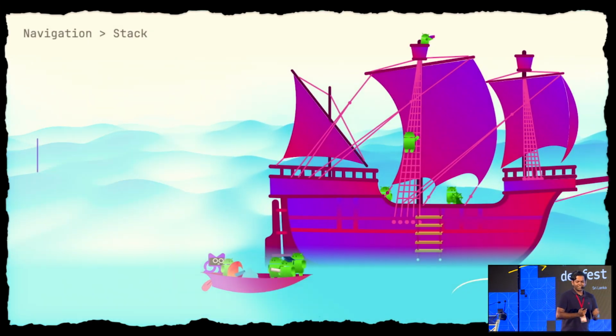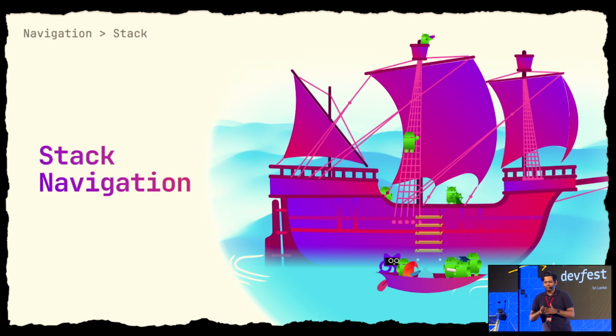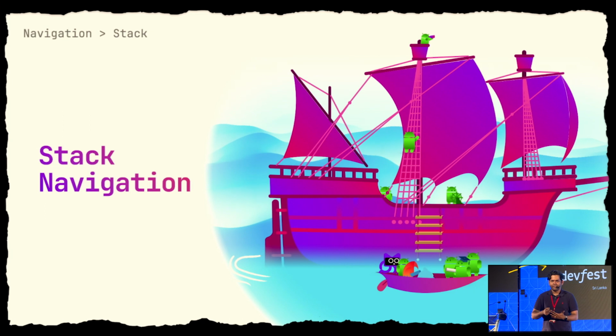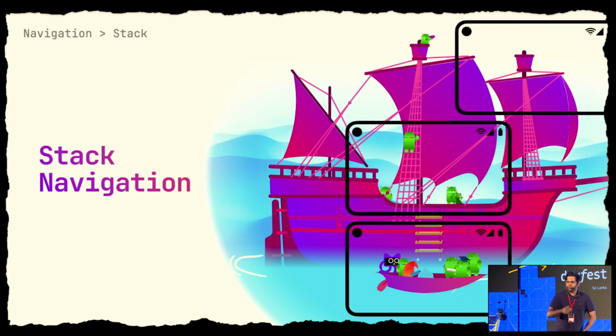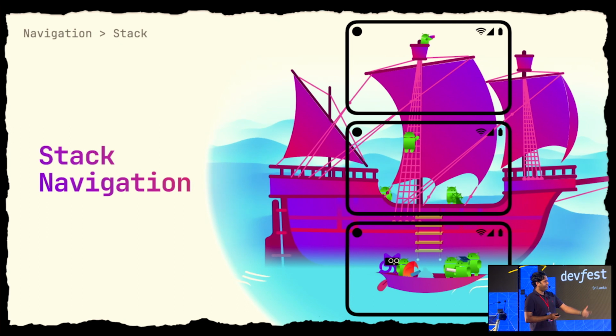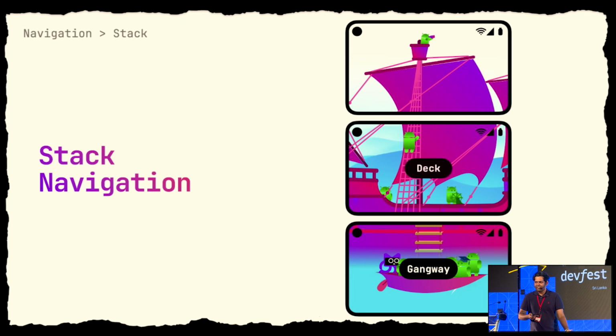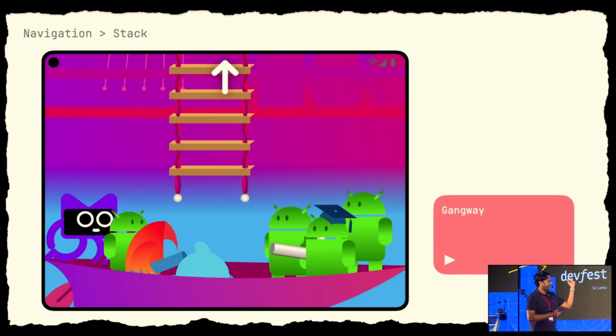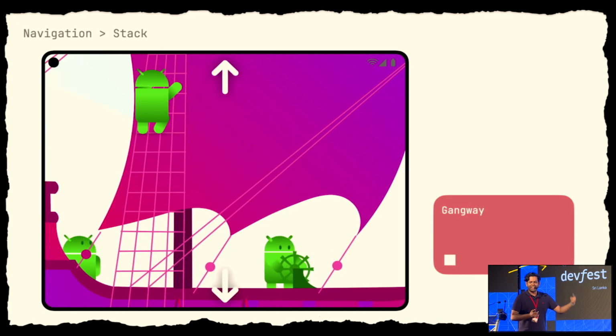All right. We'll start with stack navigation. Now, stack navigation is the most common sort of navigation use case in an app. So to illustrate this, let's think of an app where we have 3 different screens. We start off on the bottom. We call this the gangway screen. So here we land on this screen. This is something we call the root screen or the first screen. And the users can press that arrow button on the screen and go to the next screen.